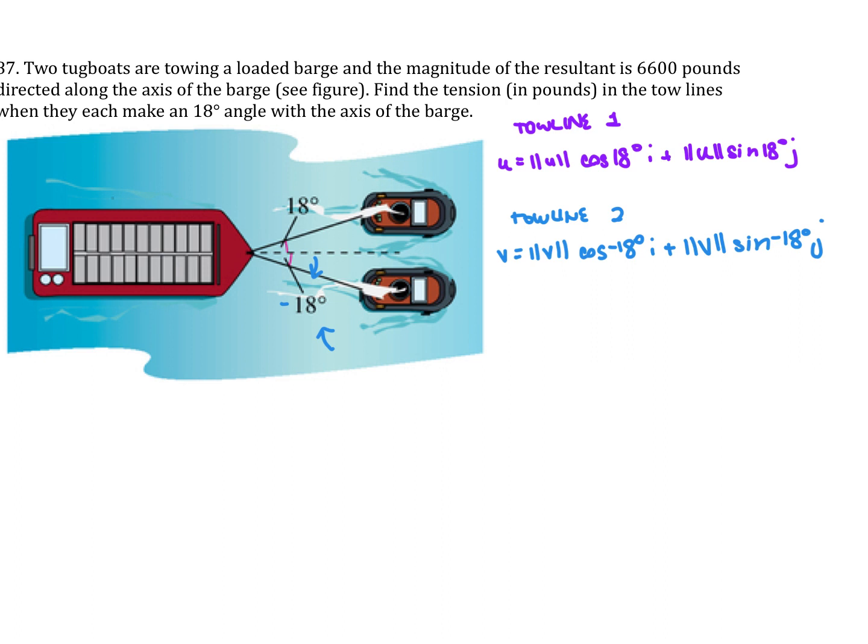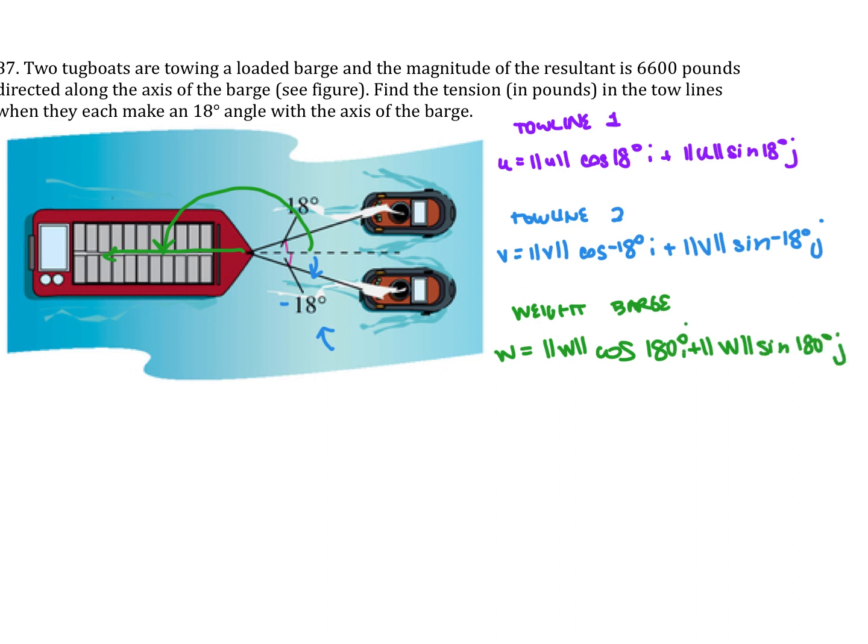Then we have our weight of the barge. So weight of the loaded barge, I'll just say barge. So say W equals the magnitude of W and then cosine. Now if we're looking at what is the angle that is happening here, it's going straight to the left. So I would say that is 180 degrees plus the magnitude of W times sine of 180 degrees J. I've got my I right here.